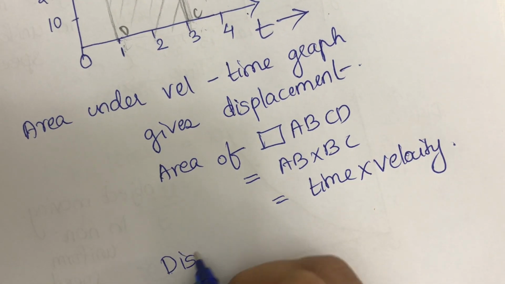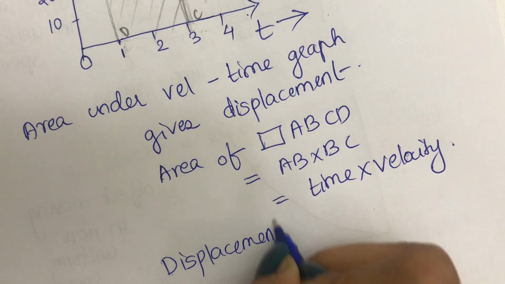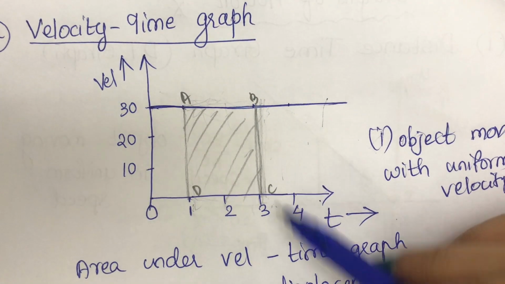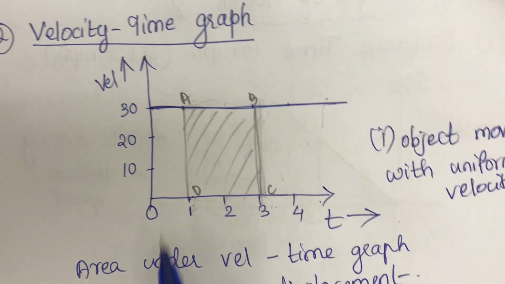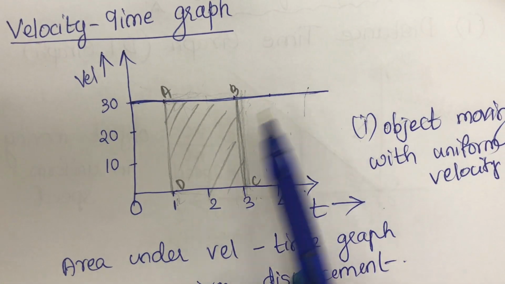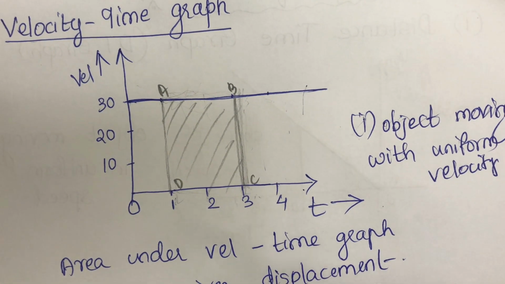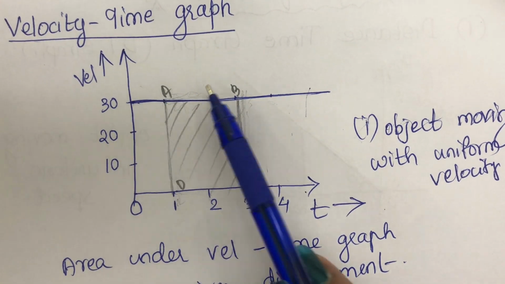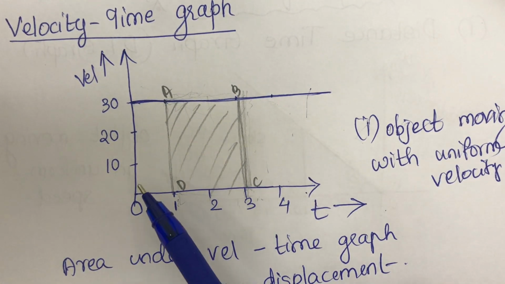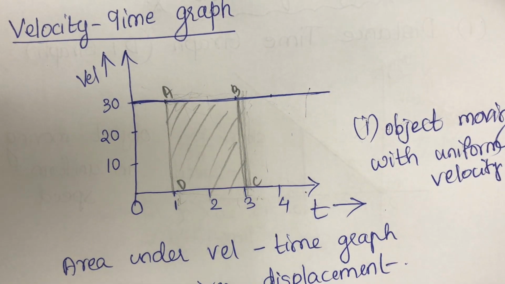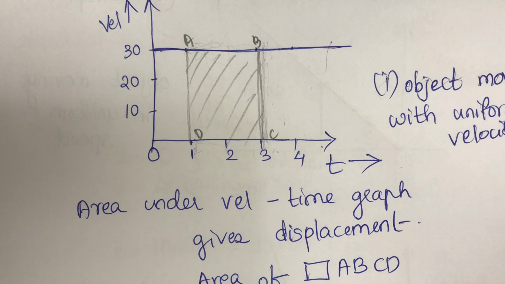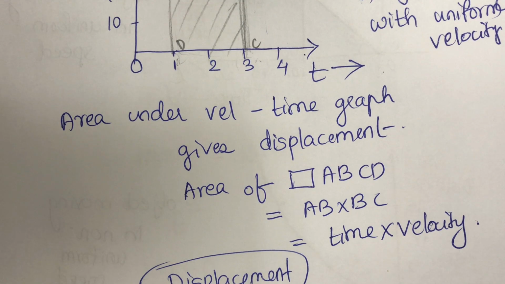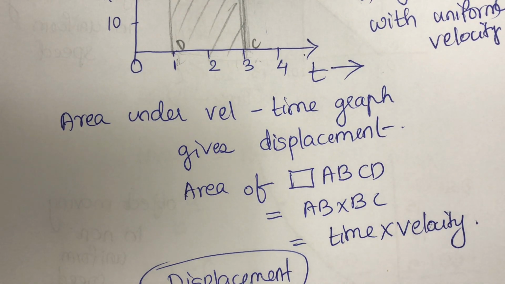So displacement we'll get. Okay, so the area under the velocity time graph gives us the displacement. And if you see a velocity time graph which is a straight line parallel to the time axis, what does it interpret? It interprets that with the increase in time, our velocity is not changing. So we have a uniform velocity here. So that's why the graph is parallel to the time axis, and we get the displacement how? By calculating the area under the velocity time graph.